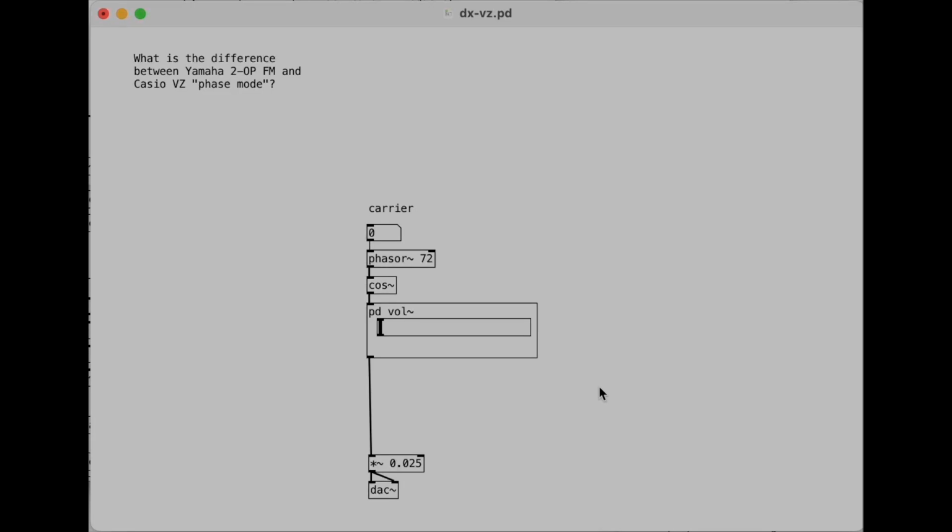Hi, I wanted to take another look at the difference between two operator FM on the Yamaha DX7 and its related models and the Casio VZ-1 phase mode. These two synthesis methods are often confused, it's easy to get confused and think they're the same, but they're not.